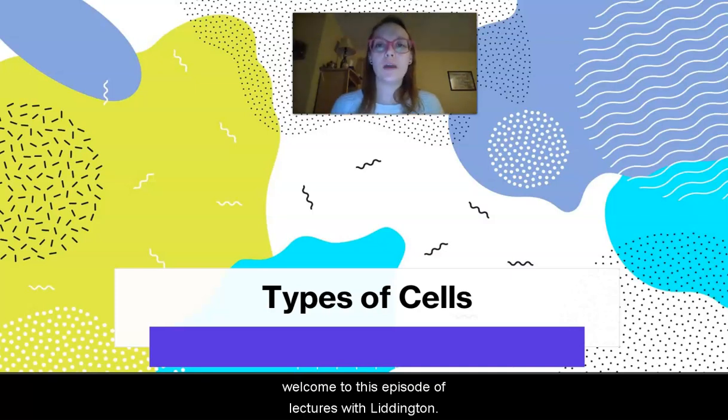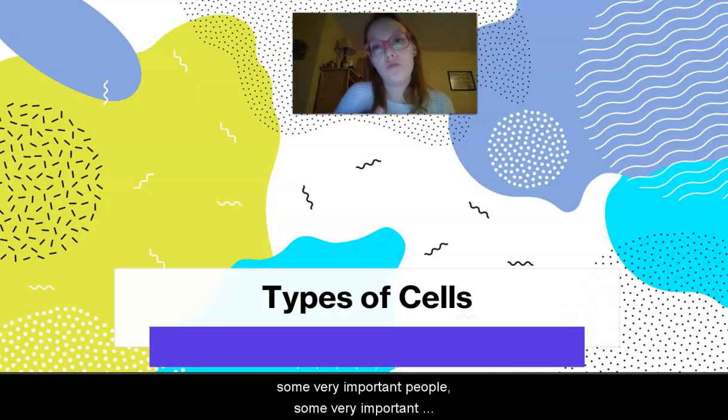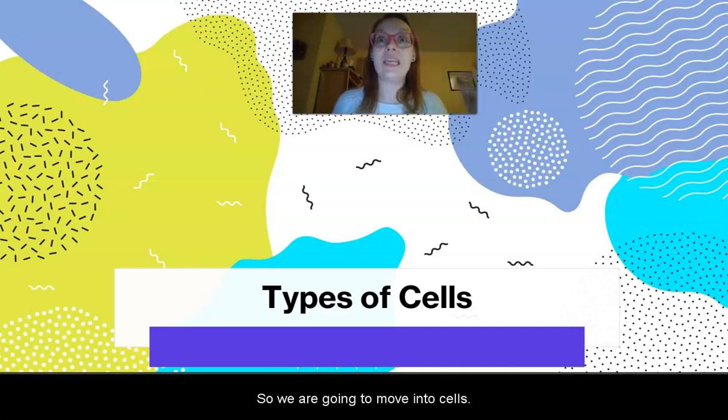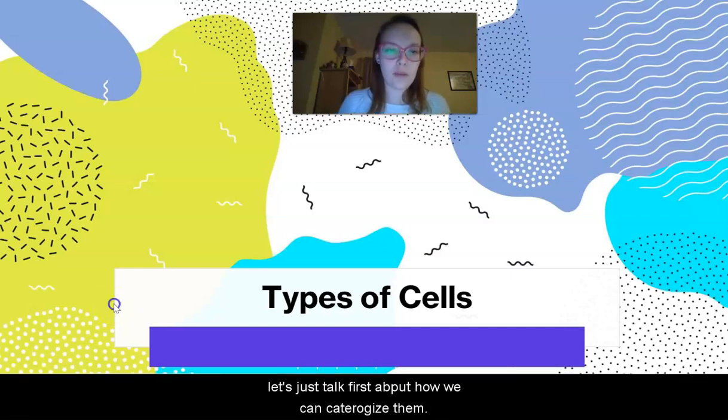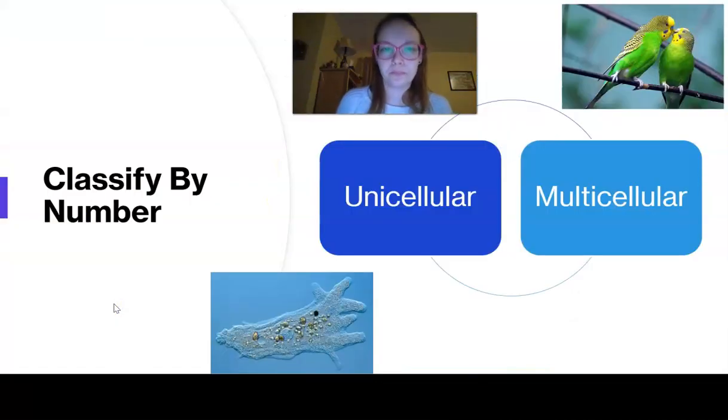So we just finished up talking about the cell theory and some very important scientists involved in piecing together those principles. So now we're going to start diving into the cells themselves. But first, I want to start out with classifying them. There are so many different types of cells out there. So let's just talk first about how we can categorize them.